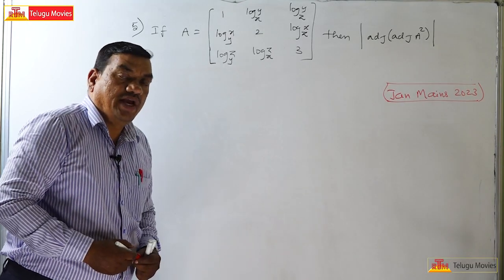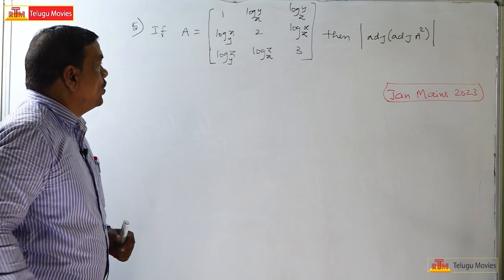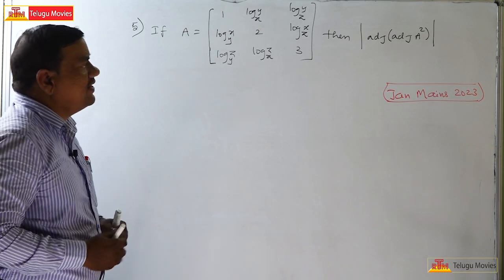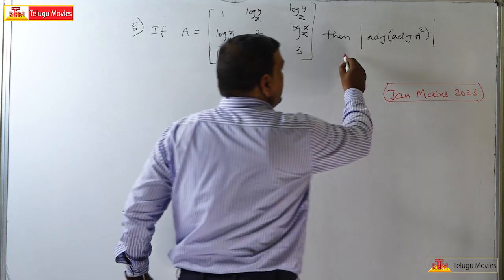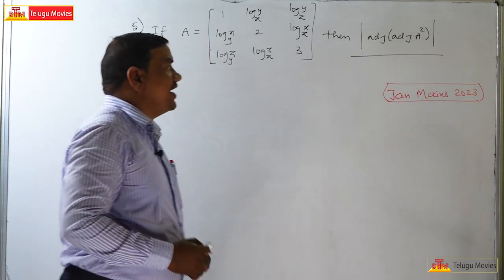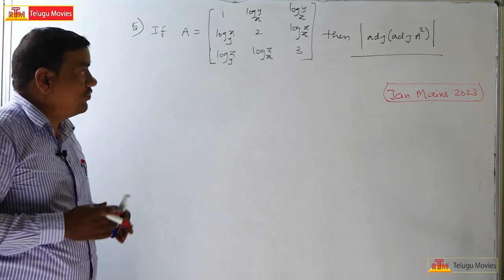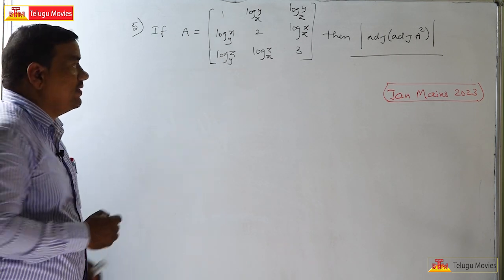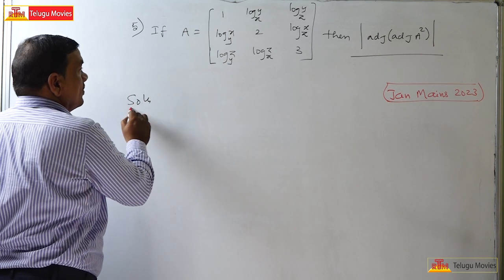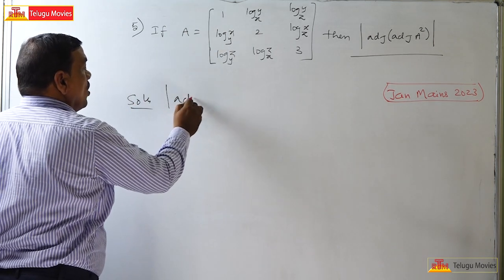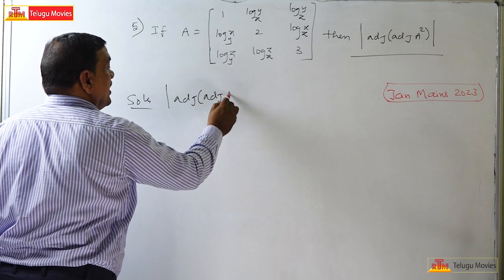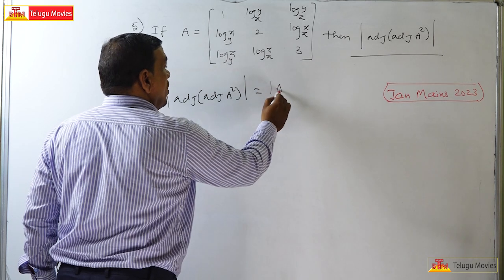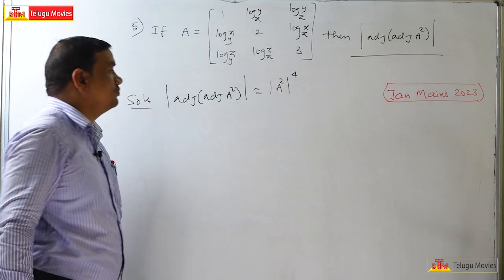So welcome to the next problem. Here, a matrix A is given, with entries 1, log y to the base x, and so on. We are asked to find the determinant of the adjoint of A square. First let us see what the adjoint of A square is. This is given as modulus of A square whole to the power of 4.